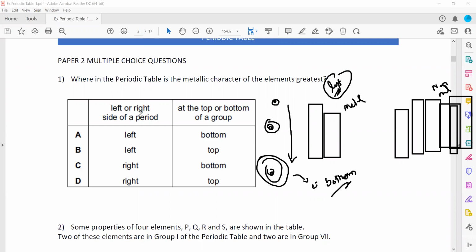So, left or right side of the periodic table, where will we find more metallic character? At the left, and at the bottom. At the bottom we'll find more metallic character because the size of the atom is greater. As the size is larger, it can lose electrons easily. That's why it will be more metallic. So on the left and the bottom, that is why A is the right answer for this. Is this question clear?